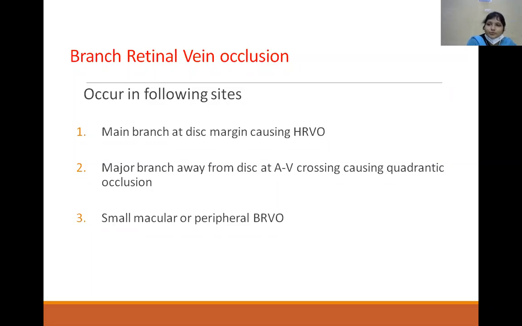That is either supratemporal, supranasal, infratemporal, or infranasal. This is called quadrantic occlusion, whereas when the totally superior half is involved, it is called hemi occlusion. Another type of branched retinal vein occlusion is macular or peripheral BRVO.